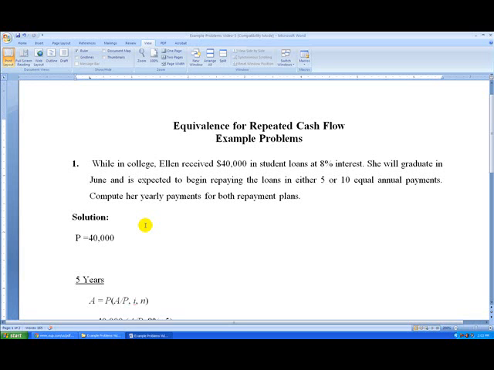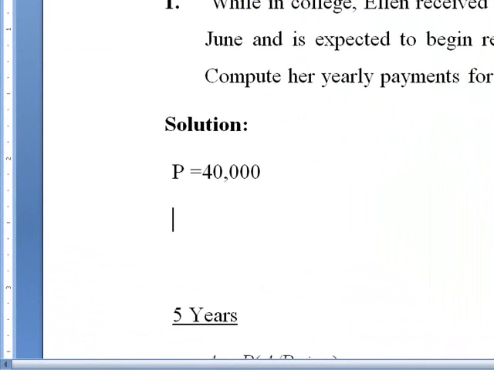Some students may have the question, when did she receive the loan? Did she receive the loan during the last 4 years? No, it's nothing of that sort. It's straightforward. In June of this year she will have a $40,000 loan as its current value. So P is $40,000, which is present worth.